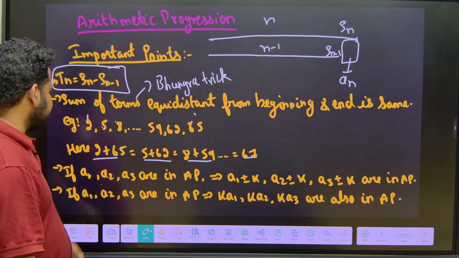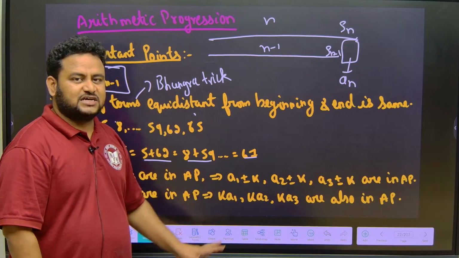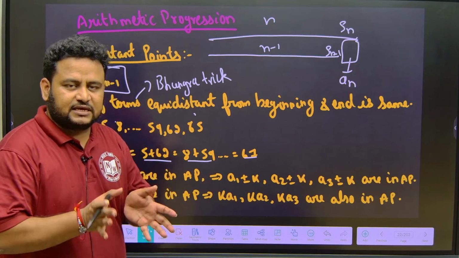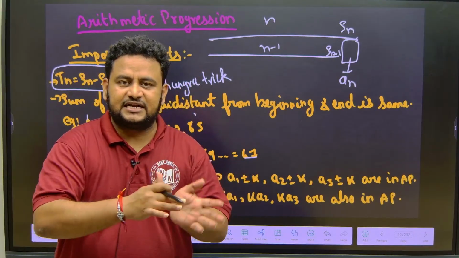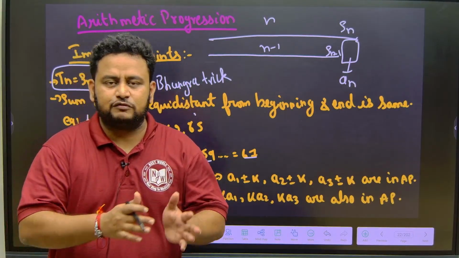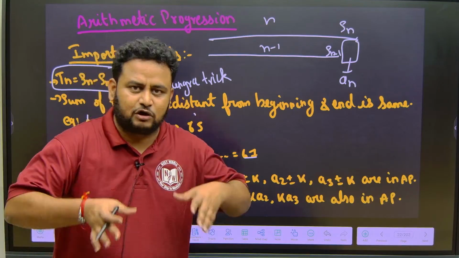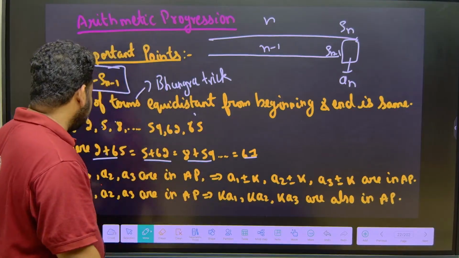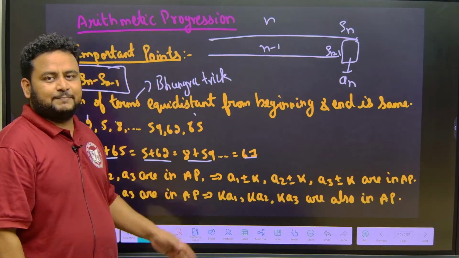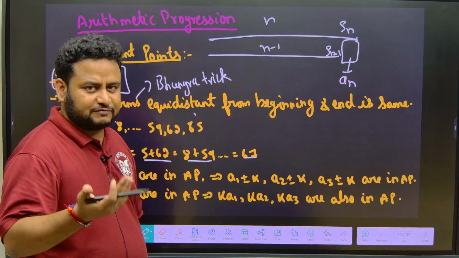Next, if A1, A2, A3 are in AP, then A1 plus or minus K, A2 plus or minus K, A3 plus or minus K are also in AP. That is, if given terms are in AP and you add any constant, the resulting terms will also be in AP, or if you subtract any constant from the given terms, the resulting terms will also be in AP. That is the meaning of it.